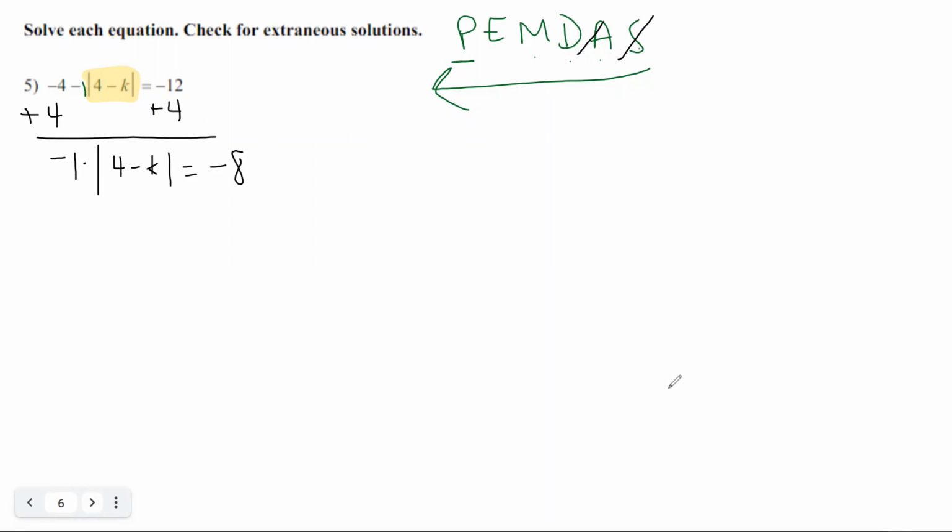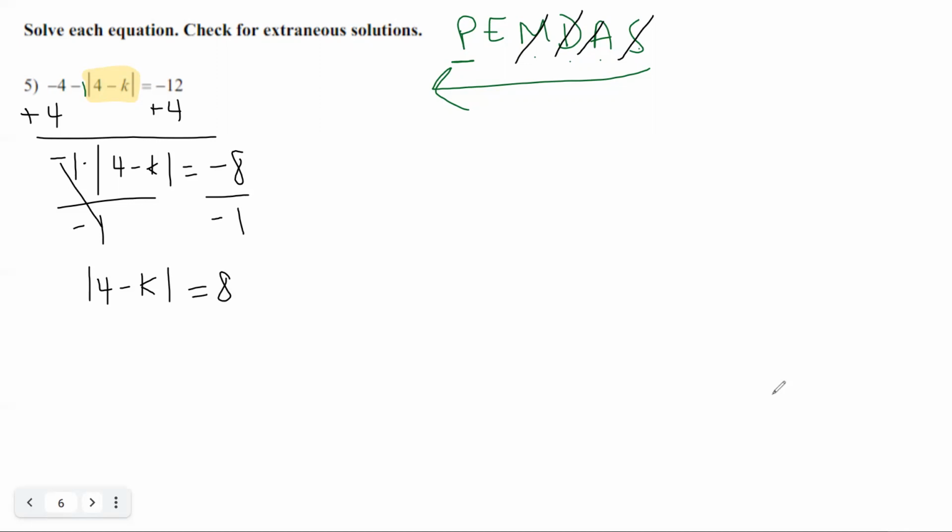Now I want to know if I can divide or multiply both sides by something to get rid of that pesky negative on the left-hand side. I could multiply or divide, whatever floats your boat. I just like to divide since I know that's multiplication. So I'm going to have 4 minus k inside of an absolute value is equal to 8. Okay, now I'm back to where I am.